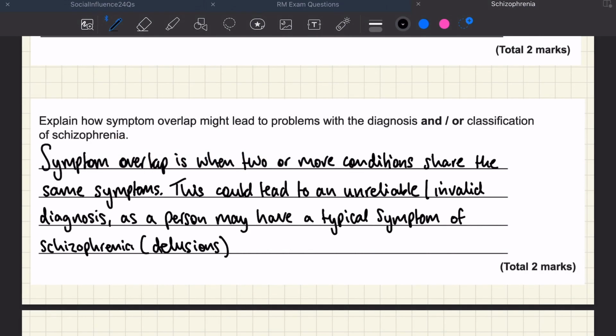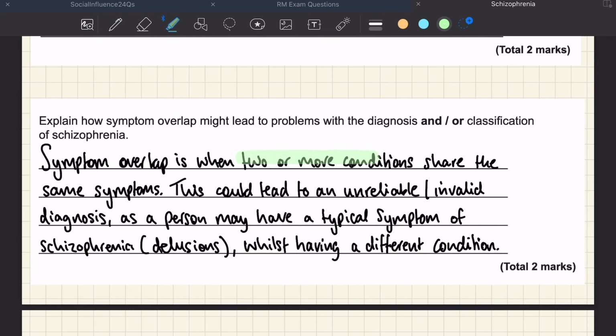In keeping with the examiner's advice, I started with a quick definition, and then I went on to explain the problem that it produces. So, I hope that all makes sense.